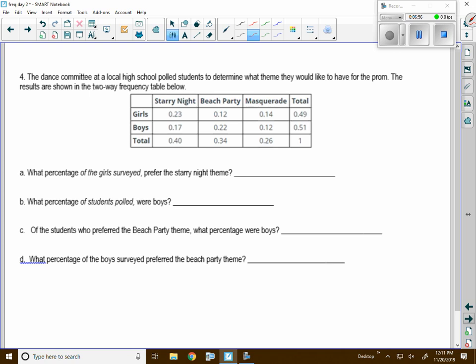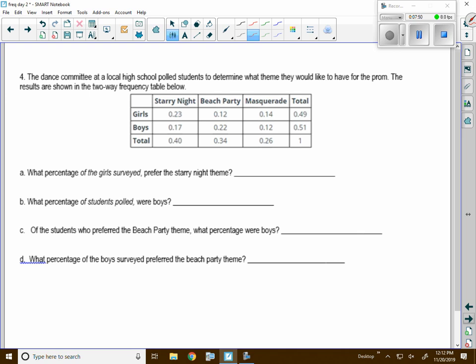The dance committee at a local high school polled students to determine what theme they would like to have for prom. Is this a regular table or is this a relative table with percent? This is percent. So this might get a little tricky. There's something new in here today. Part A. What percentage of the girls surveyed prefer the Starry Night theme? What do you think? So can we just go straight to girls and Starry Night and say 23? We can't. The way that this is phrased is different.